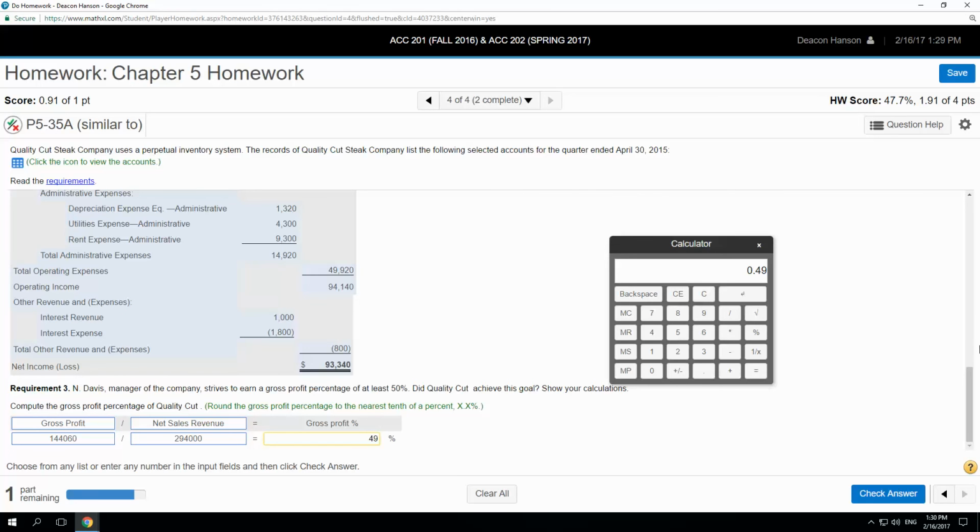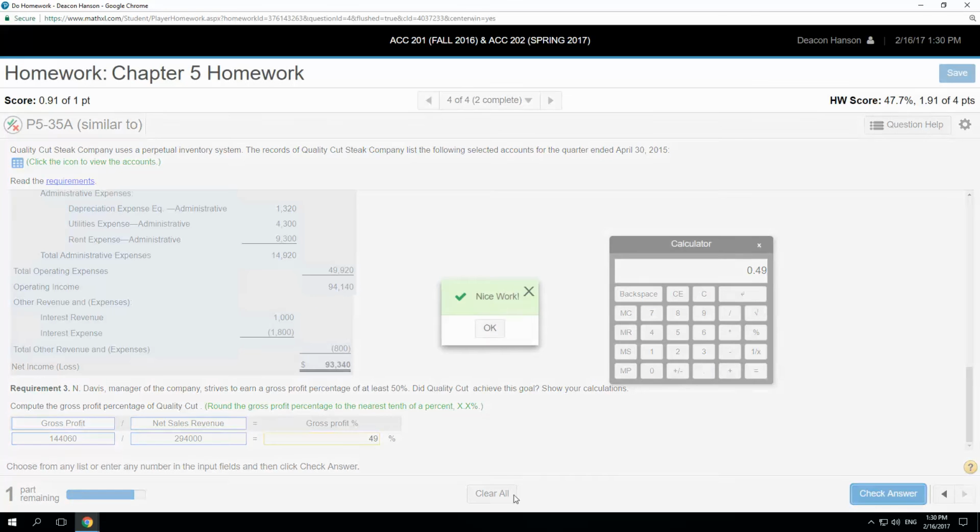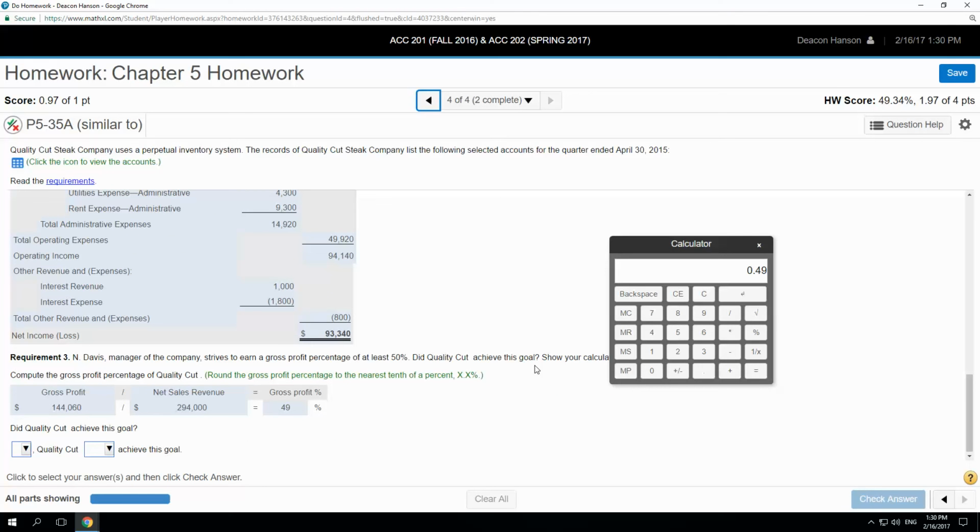That's pretty good, yeah. They make half of the price in profit. Or you could say, for every dollar they sell, they're making 49 cents, right? They're getting 49 cents after the cost of their product every time they sell a dollar. So it's a good number to know.